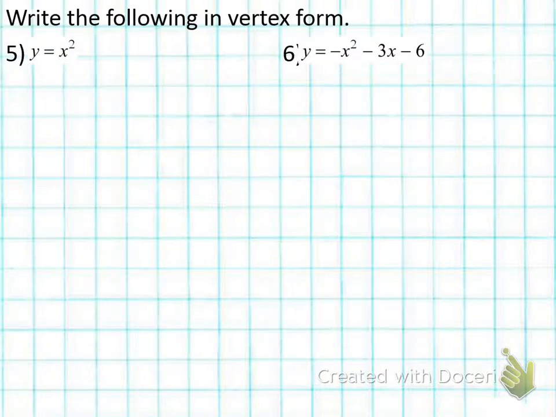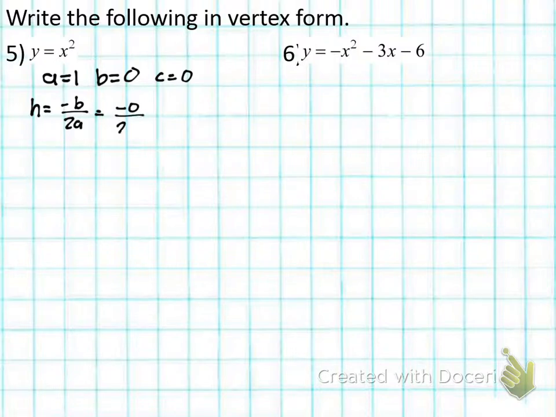Sometimes they look like 5. Pretty plain looking, right? What's A equal to on 5? 1. Okay, so let's do this one together. B is equal to 0. C is equal to 0. So this one, zeros are nice because it'll be easy. We do the same thing. H is equal to negative B over 2A. So B is 0 over 2 times 1.